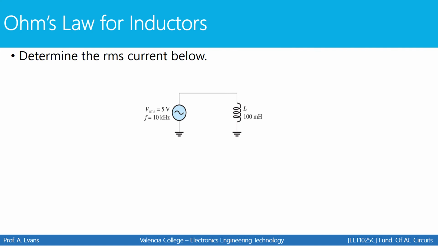So if we're going to determine the RMS current in the circuit below, we're going to start by finding the inductive reactance. The frequency is given as 10 kilohertz. L is 100 millihenries. We're going to plug that into our equation for inductive reactance, and you'll get 6.28 kiloohms. From here, you can plug that into Ohm's law to figure out the RMS current in the circuit. Remember, the value you get out is RMS because the voltage given was RMS. All units have to be the same.